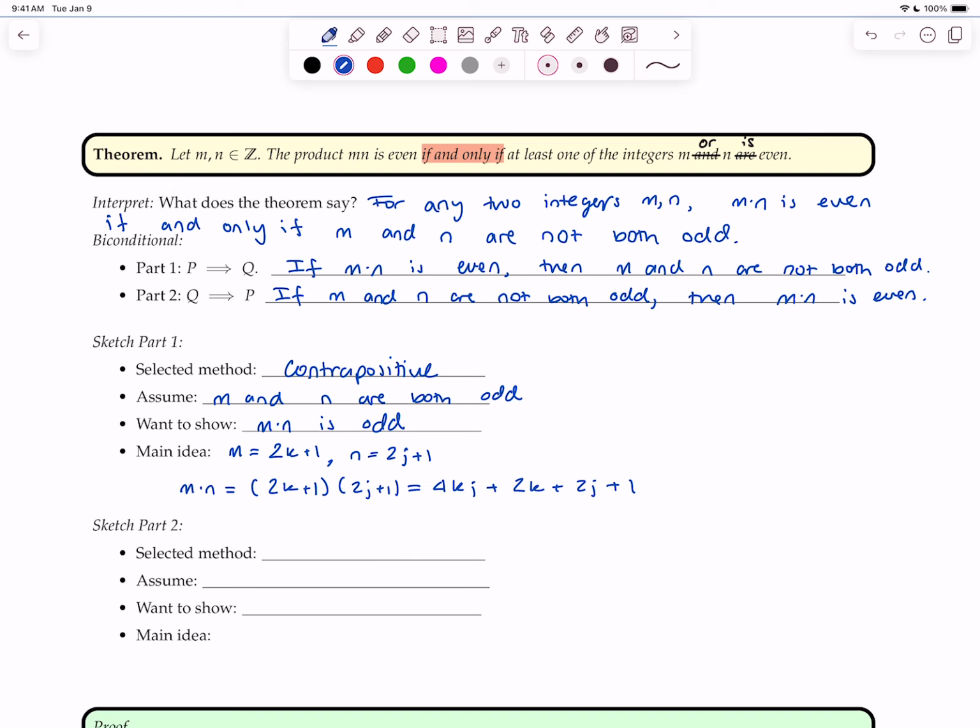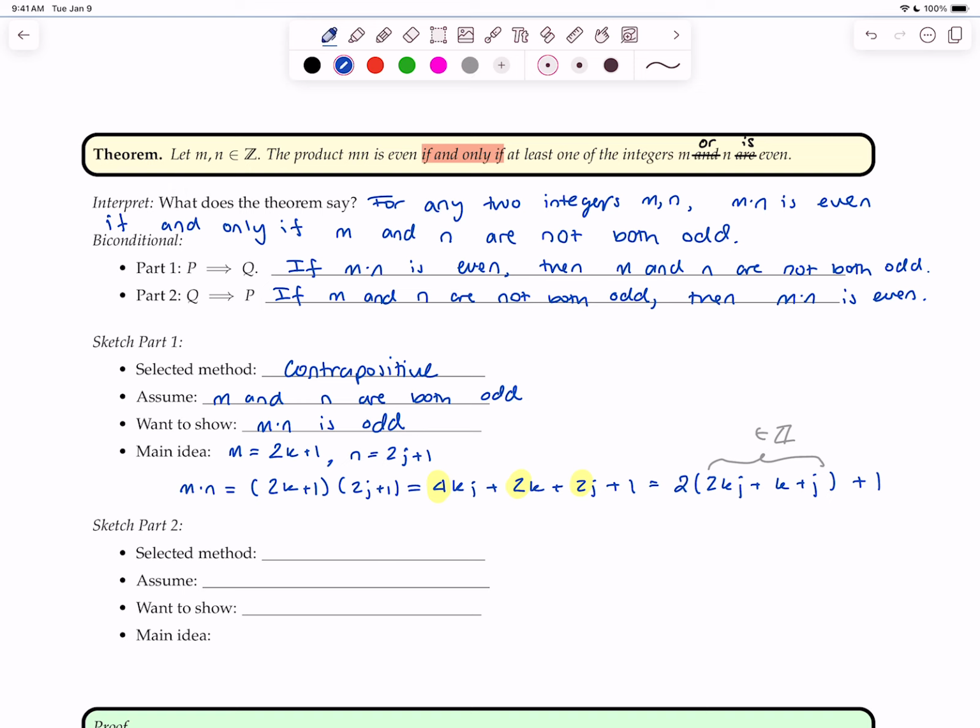And now I'm going to leave that 1 alone on the outside because I want it to be on the outside in the end. And I see that there is a 2 in each of these terms. Like there's a 2 hidden in that 4, there's a 2 there, there's a 2 there. So I'm going to pull the 2 out from each of those. And I get 2 times (2kj plus k plus j), and then plus 1 on the outside. And this is looking good because now this right here is an integer. And we got 2 times an integer plus 1, so that makes it odd. So that's looking really good.